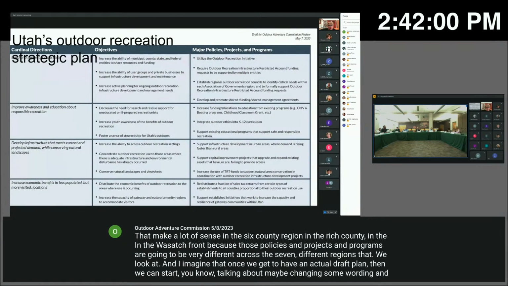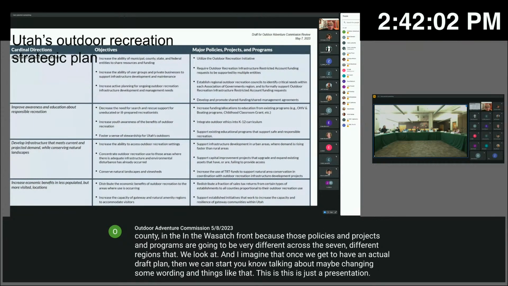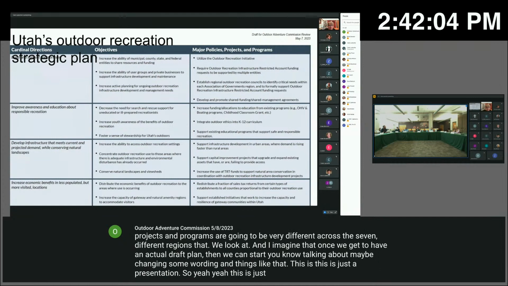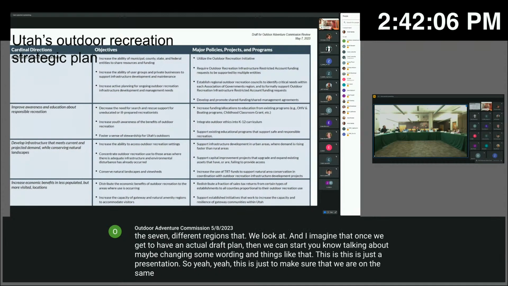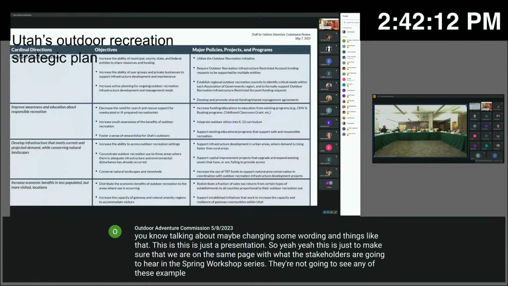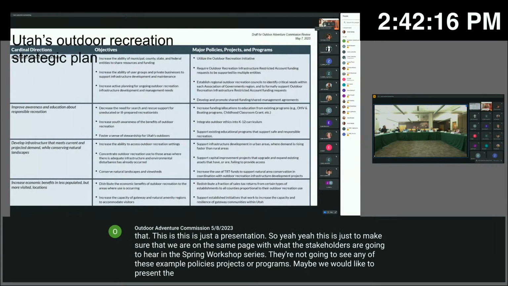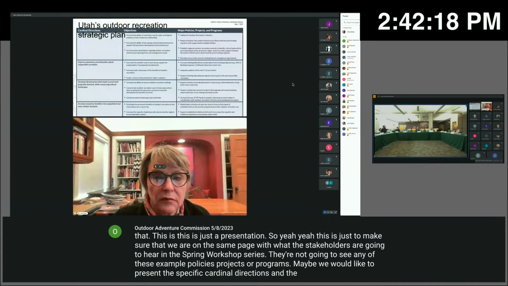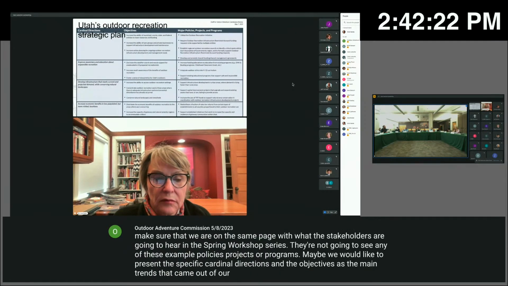This is just a presentation. So yeah, this is just to make sure that we are on the same page with what the stakeholders are going to hear in the spring workshop series. They're not going to see any of these example policies, projects, or programs, but we would like to present the specific cardinal directions and the objectives as the main trends that came out of our fall workshop series, as well as the reporting that we've done so far.